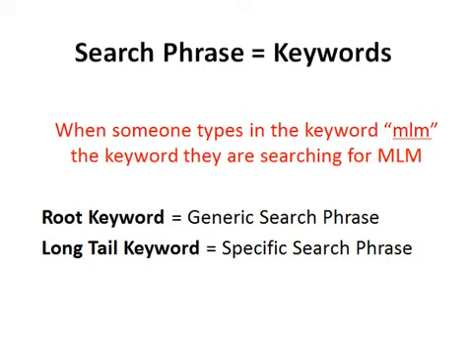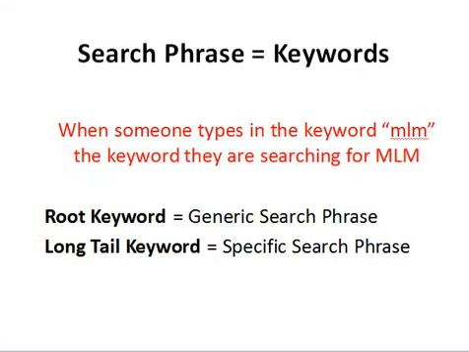So the first thing is the search phrase, or the keyword. When somebody types in a search phrase like the word MLM, the keyword they're actually searching for is MLM. They're looking to know more about multi-level marketing. This would be considered a root keyword. It's very generic and it's not very tailored. For instance, something like make money online or blogging or MLM. These are all very generic keywords.